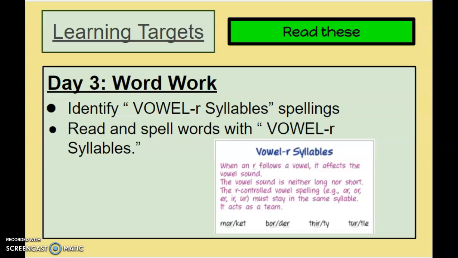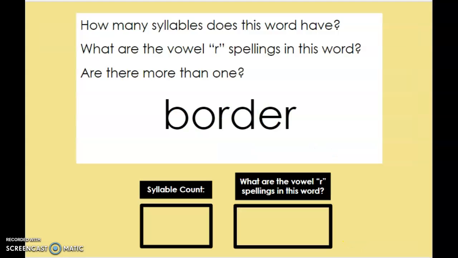The R-controlled vowel spelling, A-R, O-R, E-R, I-R, U-R, must stay in the same syllable, and it acts as a team. So you see these examples down here: market, border, thirty, turtle. We see those vowel R syllables in the A-R, the O-R, the E-R, the I-R, and the U-R. So we're going to do some examples together today on this video.